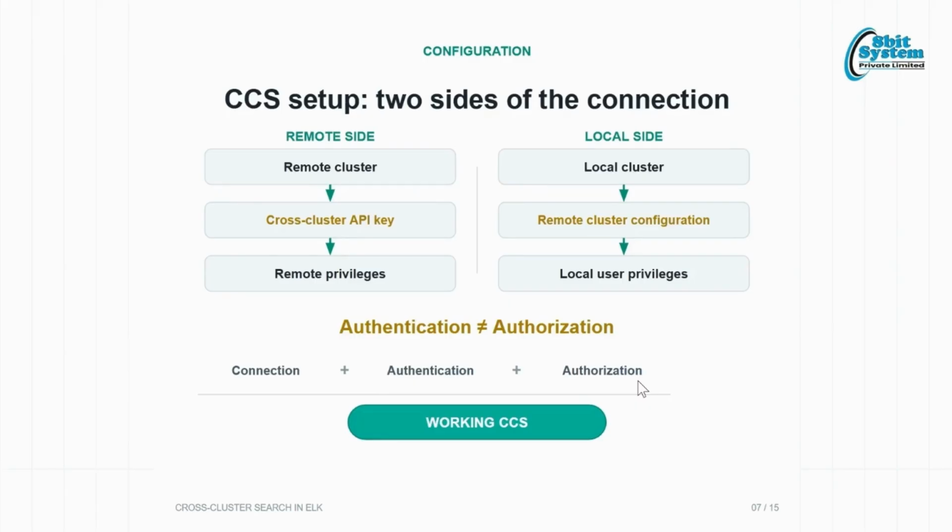CCS configuration has two sides. The remote side needs the appropriate cross-cluster API key access, while the local side controls the remote connection and which user can use it. That's why authentication and authorization are not the same thing. You need the connection, authentication and authorization all working together.